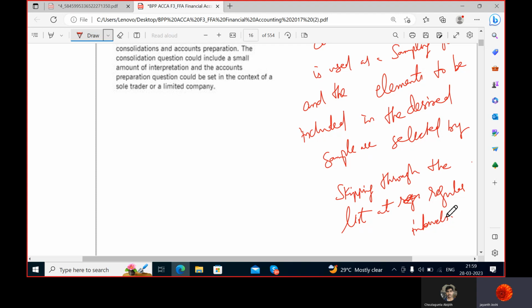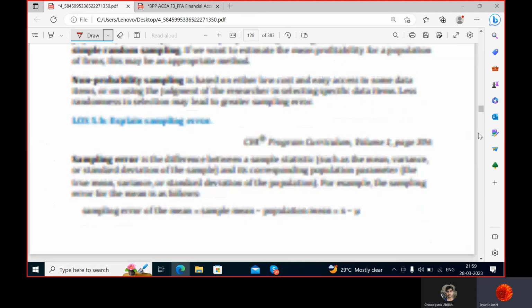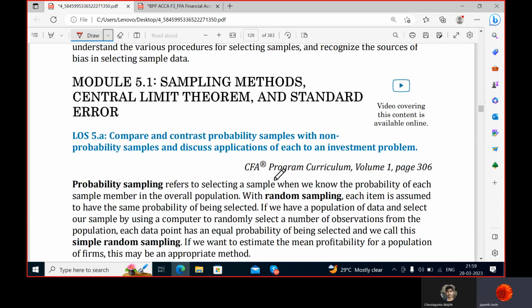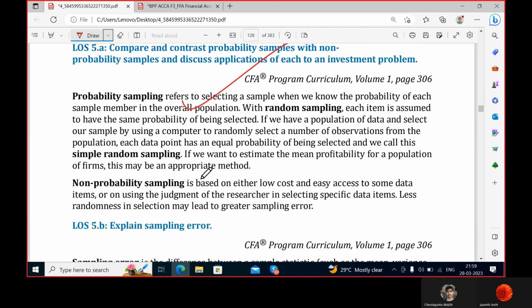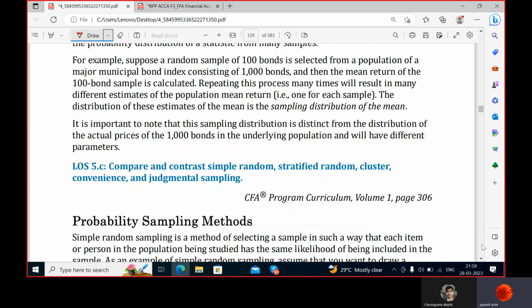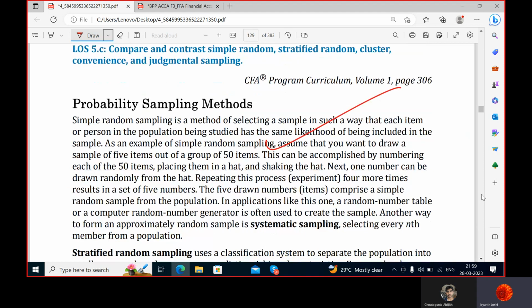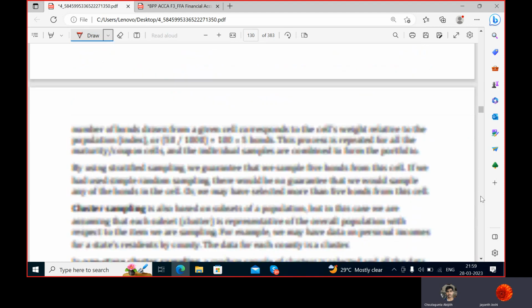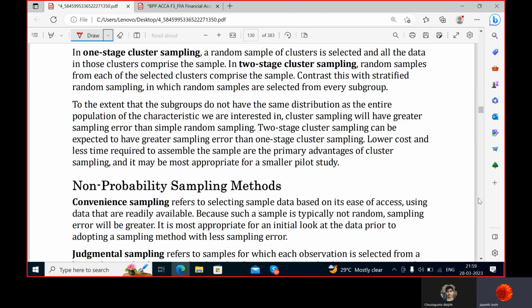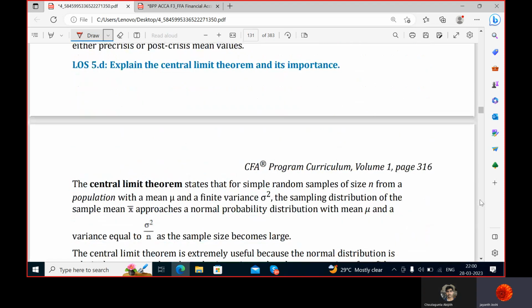So all the probability sampling is done today. We have done simple random sampling, stratified, and cluster. In that we covered one stage, two stage and multi-stage, and we have done systematic sampling as well. Tomorrow we have to start with non-probability sampling. Sampling error we'll discuss in tomorrow's session. Probability sampling methods are done. You can give a reading to that based upon our discussion. Non-probability sampling methods will be discussed tomorrow.